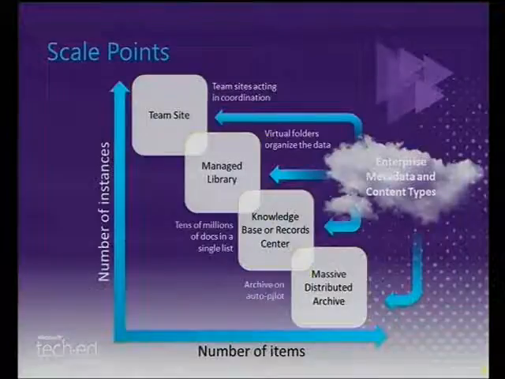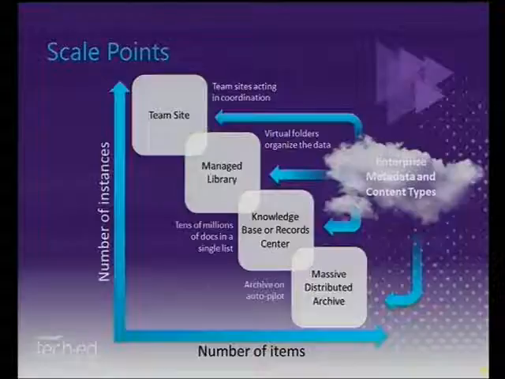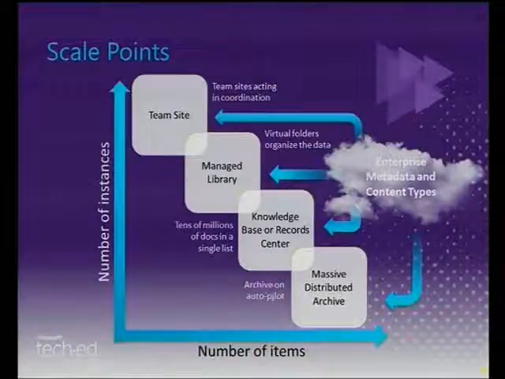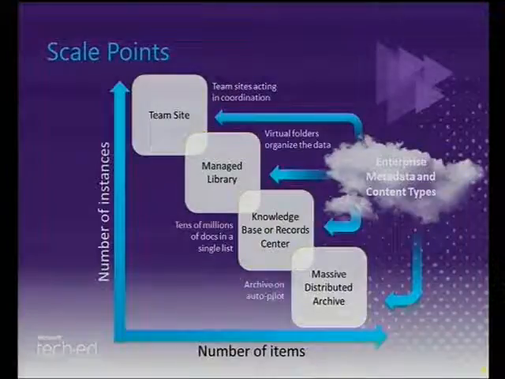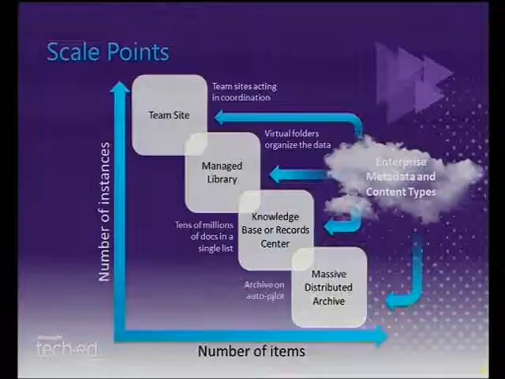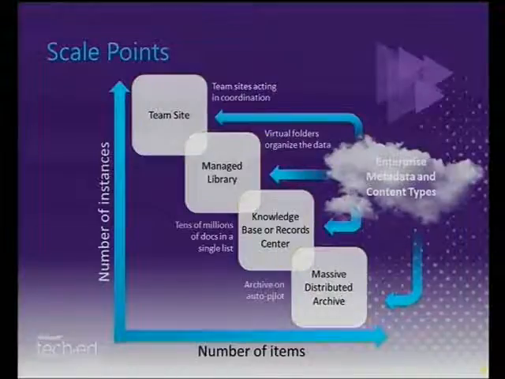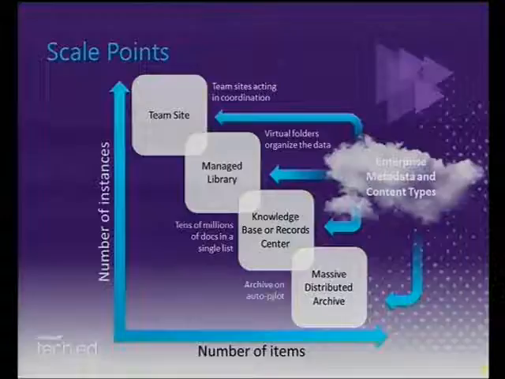Okay, we're now going to talk through some of the different scale points you have in different ECM scenarios. As we go through different scenarios, you'll notice there's different numbers of instances. So as we're looking at those team sites, the collaboration scenarios, we have a lot of them typically in any environment. Then we move up to a more managed library where there's a clear owner, there's metadata, some kind of taxonomy set up and perhaps an approval process for content that gets published. Typically there'll be a few less of those in your traditional collaboration scenario.